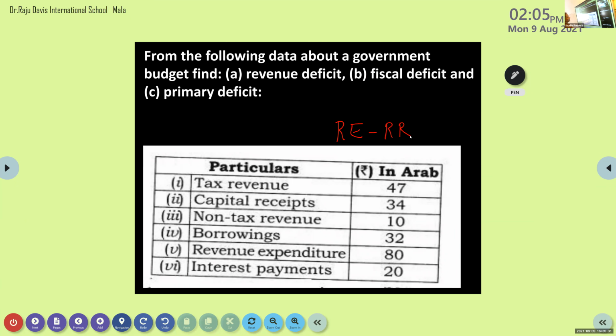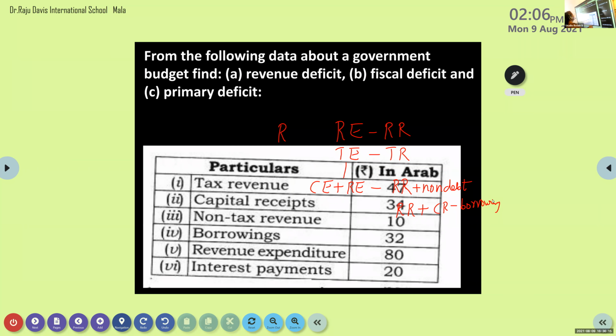What is the formula to find out fiscal deficit? Aishwarya? Total expenditure minus total receipts. In this itself, two things are there. Total expenditure means capital expenditure plus revenue expenditure minus revenue receipts. From that, we have to add non-debt receipts, that is RR plus CR. From that, we have to reduce borrowing.